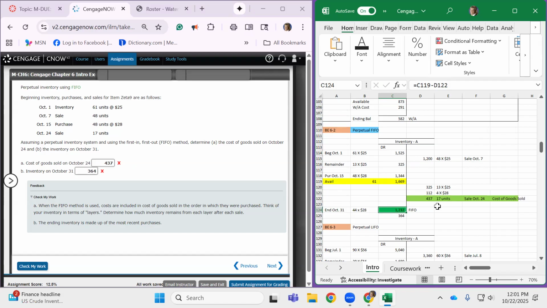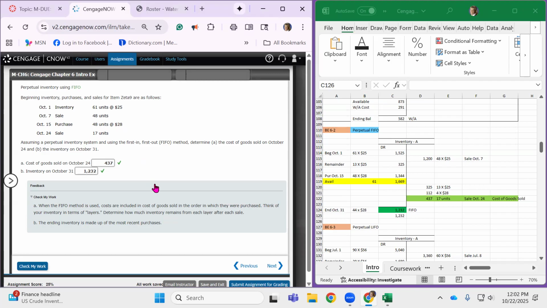Okay, 44. So now let me see. Now let's put this in. The cost of the goods sold should be $437, and the ending balance in inventory should be 44 items at $28, and that should be $1,232. So now let me put this in, $1,232. This can get very confusing if you don't pay attention, obviously I didn't. I missed the sale. I thought they sold 48.